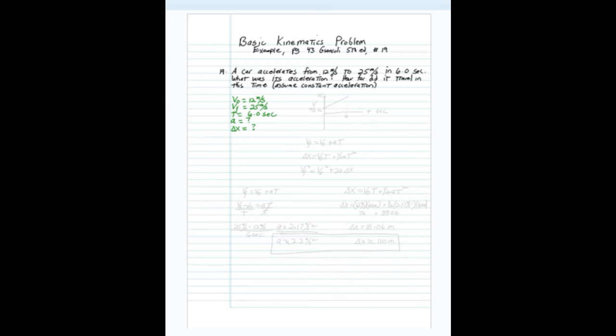Okay. If I make a sketch of a v versus t graph of this situation, I have v in meters per second and t in seconds. The car starts out at 12 meters per second, and it gets up to 25 meters per second. It does say assume a constant acceleration. So it's going to get up to 25 meters per second up here, and that occurs at 6 seconds. So that would be a sketch of the situation.